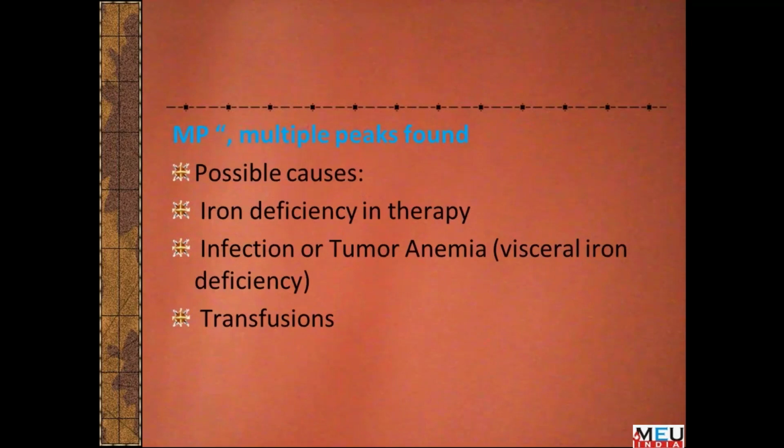Malarial parasite causes multiple peaks, and along with that there could be iron deficiency in therapy, or blood transfusion. They all cause multiple peaks.